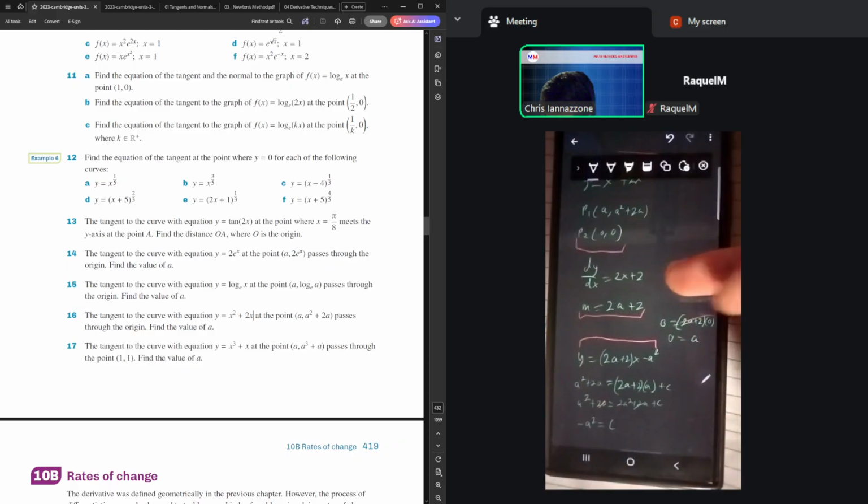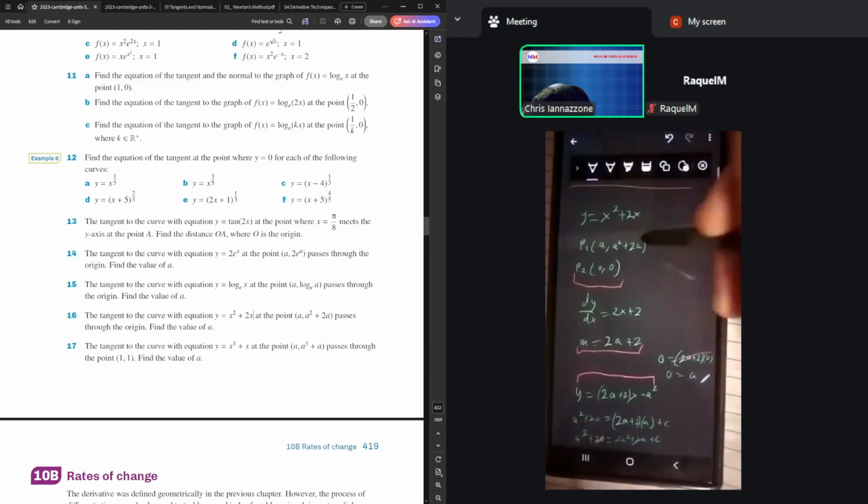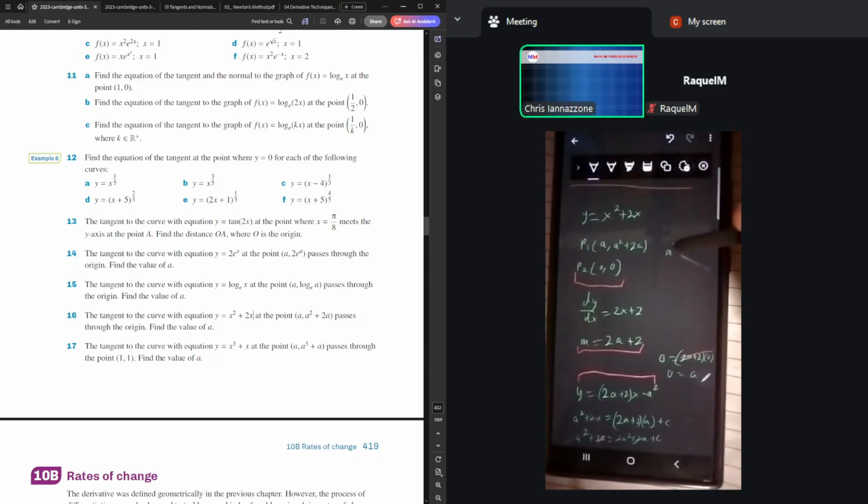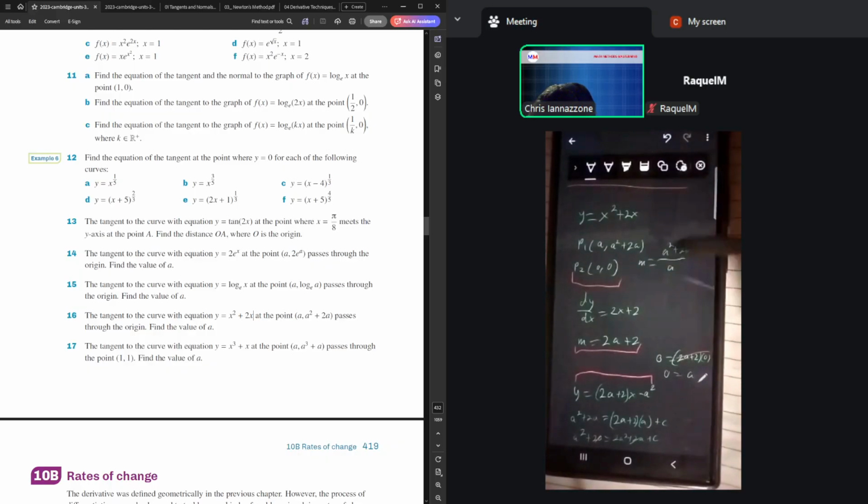The other approach, if you don't want to go through solving the whole tangent line, would be understanding that this is a rise over run, right? That's a point that exists on the line, and that's also a point that exists on the line. So you do your rise of a squared plus 2a over the run of a. That is also an expression for the gradient. So having 0 there seems really suspicious.